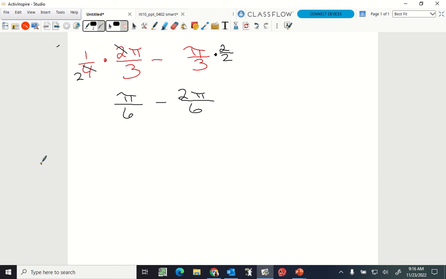So, yeah, there is some algebra and mental math I'm hoping is going on. I know you guys might not be ready for all the steps, so you got to stop me if you're struggling with these fractions. All right, so this one's going to give me a negative pi over 6.